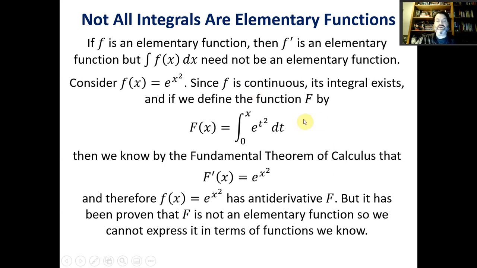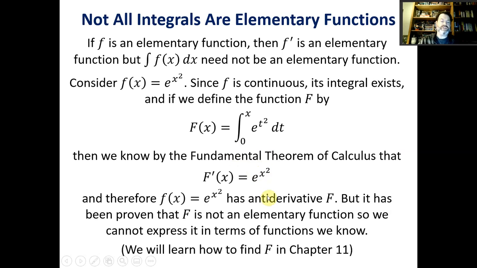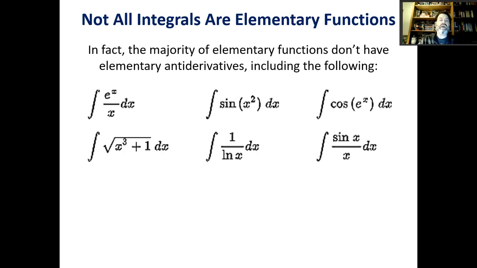As to this integral here, the integral of e to the x squared, we're actually going to see in chapter 11 how to find it. So by the end of this class, you will know what the integral of this function is. And it cannot be written using any combinations of functions you've ever seen. It cannot be written using any finite combinations of anything you've seen. And it turns out that the majority of elementary functions don't have elementary antiderivatives, including all of these. And we'll learn how to do some of these in chapter 11 as well.